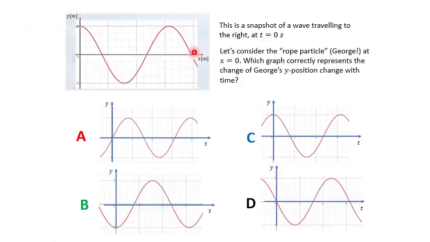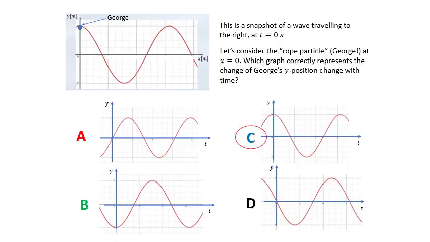A quick question for you, a snapshot of a wave. So this is a y versus x at a particular time. We're told that this happens at time t is equal to 0. The photograph is taken. George is sitting here at x is equal to 0, right? There's George. And we want to know which of these graphs correctly represent the change of George's y position with time. Pause now.